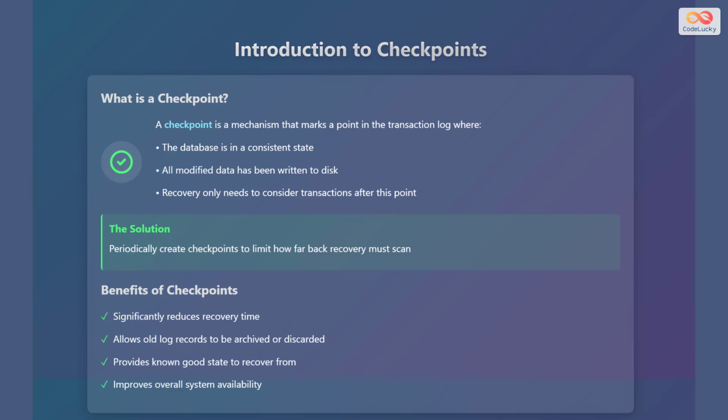A checkpoint is a mechanism that marks a point in the transaction log where the database is in a consistent state, all modified data has been written to disk, and recovery only needs to consider transactions after this point. Periodically create checkpoints to limit how far back recovery must scan. Checkpoints significantly reduce recovery time, allow old log records to be archived or discarded, provide a known good state to recover from, and improve overall system availability.